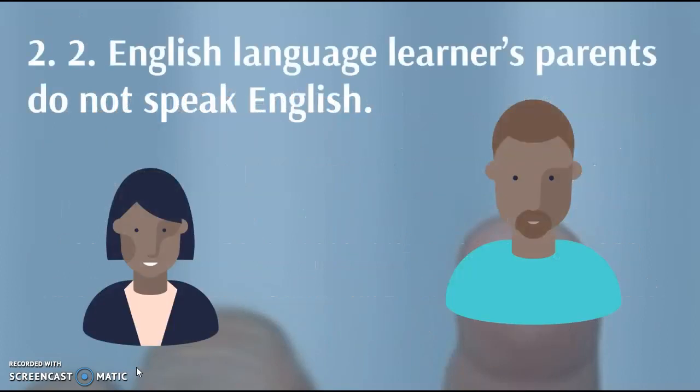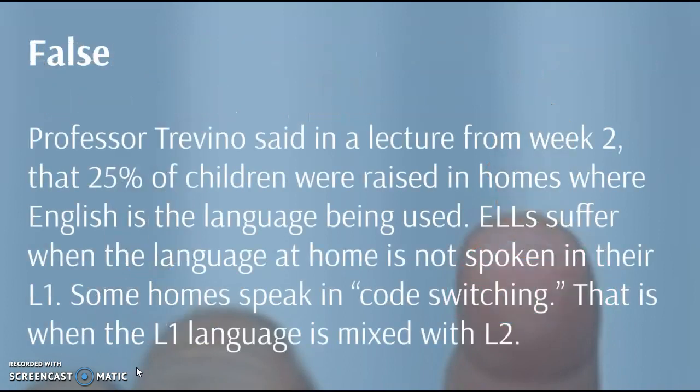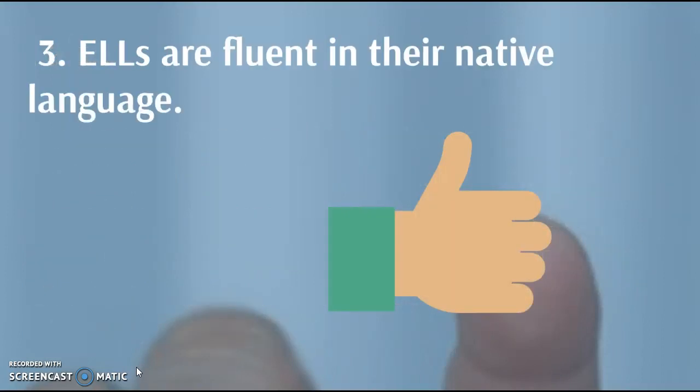Misconception number 2 is that English language learners' parents do not speak English. This is false. Professor Trevino said in a lecture from week 2 that 25% of children were raised in homes where English is the language being used. ELLs suffer when their language at home is not spoken in their L1, or their native language. Some homes speak in code switching. That is when L1 language is mixed up with L2.